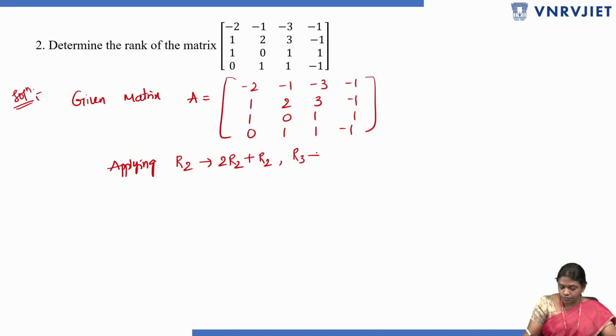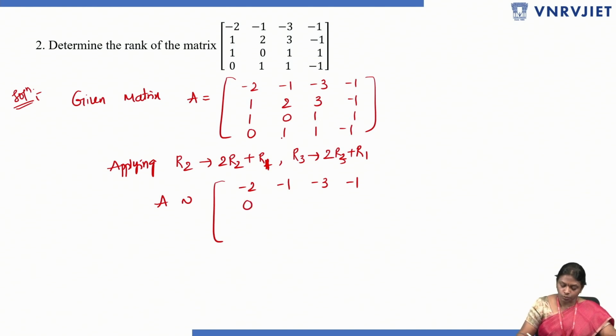Next, R3 tends to, again multiply this with 2, so that it becomes 2R3 plus R1. For R4, no need to make any operation because by default it is 0. Now this is approximately equal to, I'm writing the first row as it is: -2, -1, -3, -1. Now this is going to be 0.